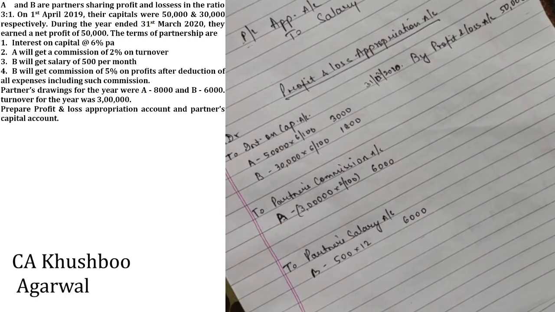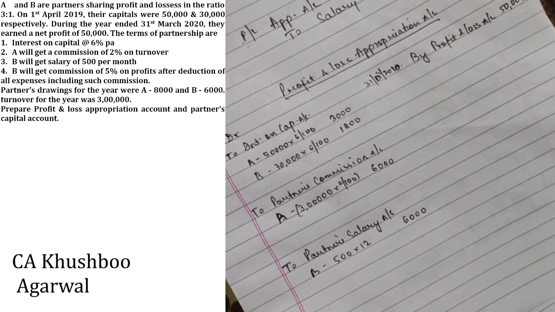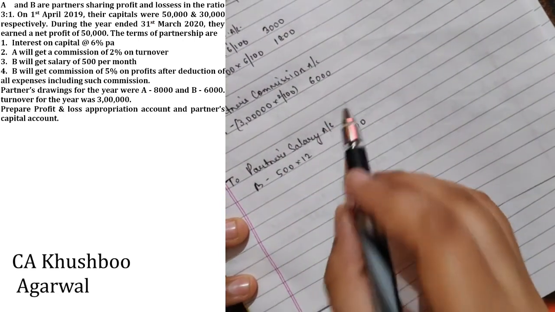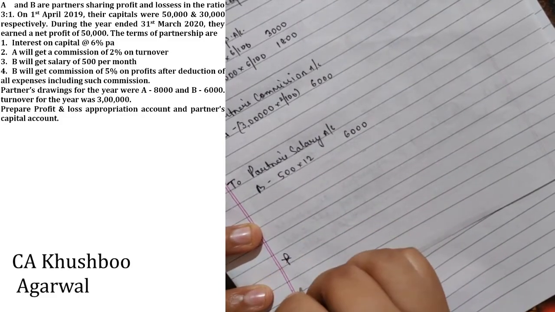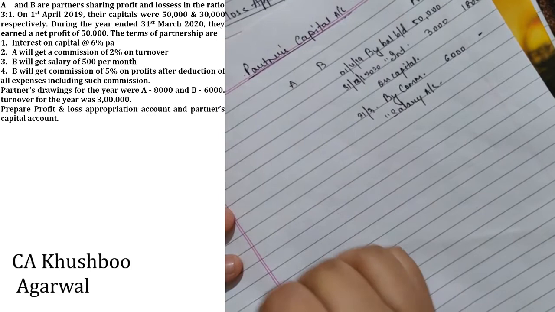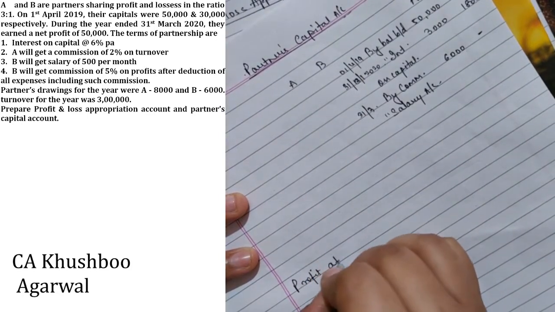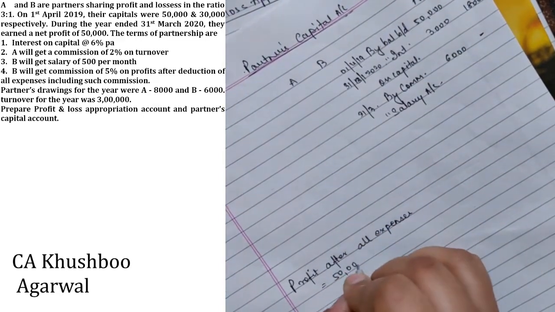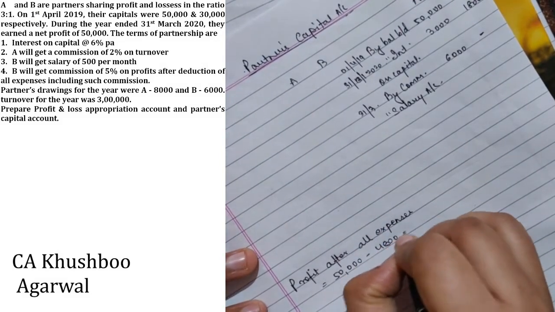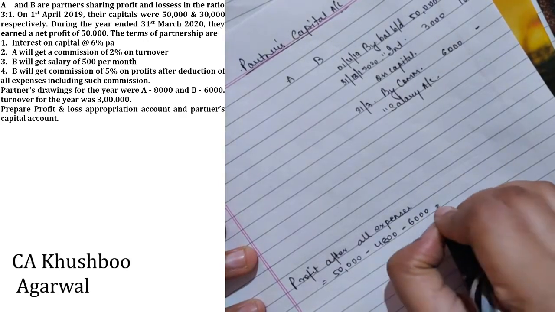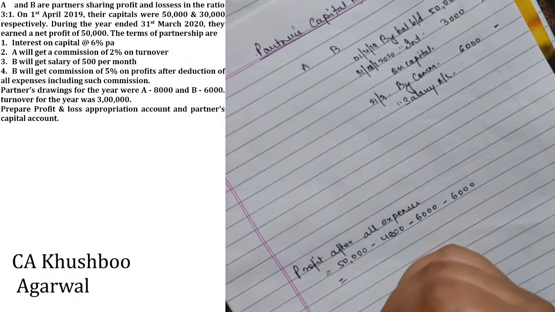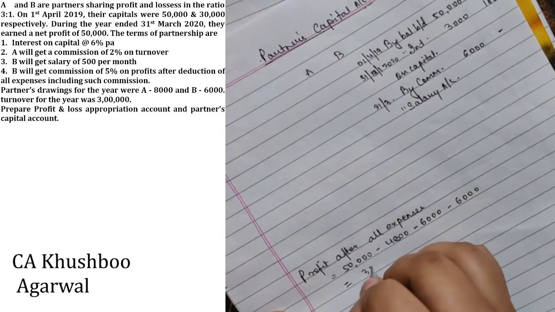Next we have B will get a commission of 5% on the profits after deduction of all expenses, including such commission. So, before providing B's commission, the profit after all expenses is 50,000 rupees minus 4,800 as interest on capital. 6,000 is A's commission, 6,000 is B's salary, giving us 33,200.